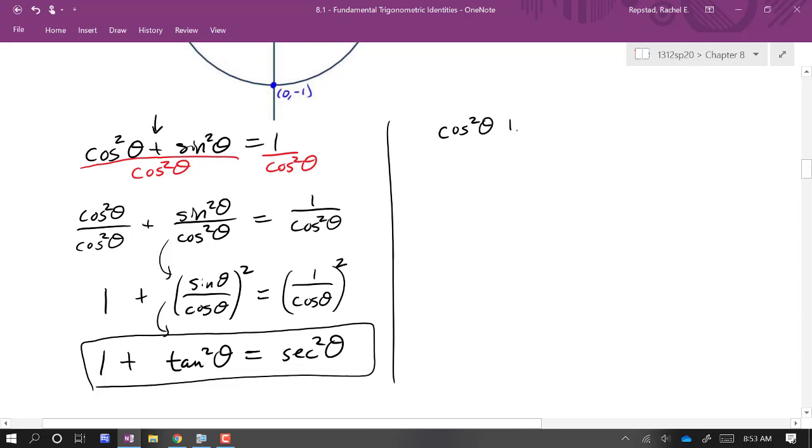The next one maybe won't take quite as many steps to figure out, but I'm going to start with cosine squared theta plus sine squared theta equals 1. There's the fundamental Pythagorean identity. This time, if I want the identity that involves cotangent and cosecant, I'm going to divide through by sine squared.